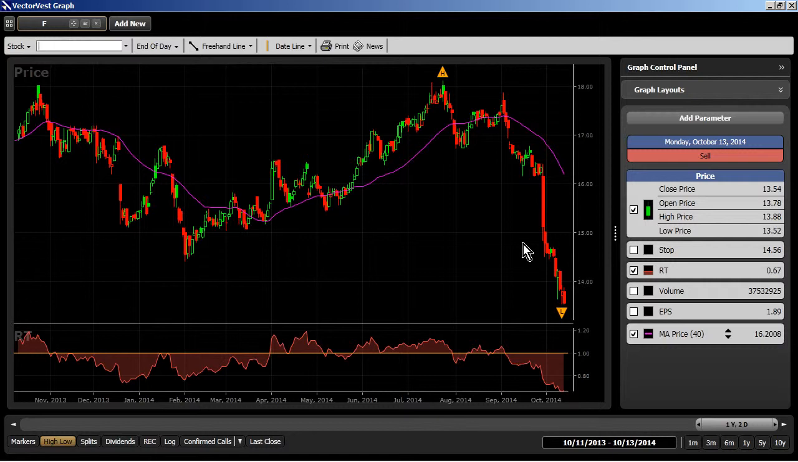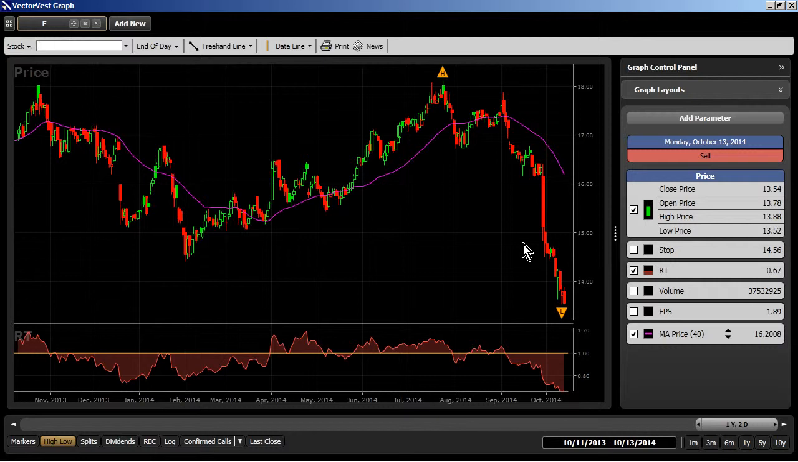One of our other secrets to making money with VectorVest is to learn to trade options. So you can learn to buy a put as an insurance policy, and there's several things that you could do. But when you see price go below that 40-day moving average, something's not right and you should become defensive.